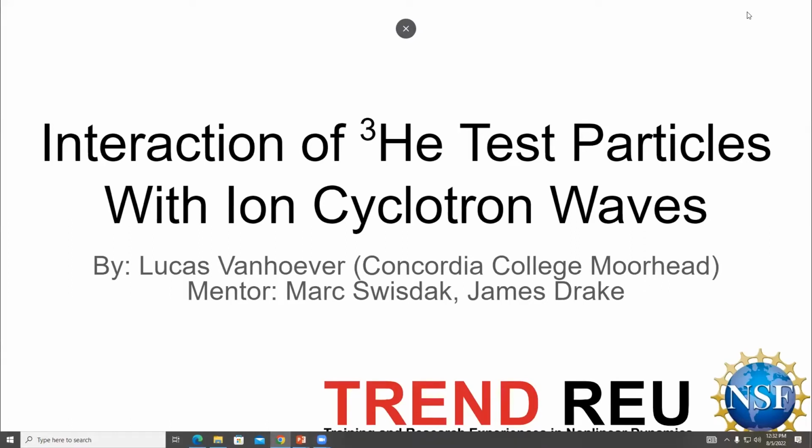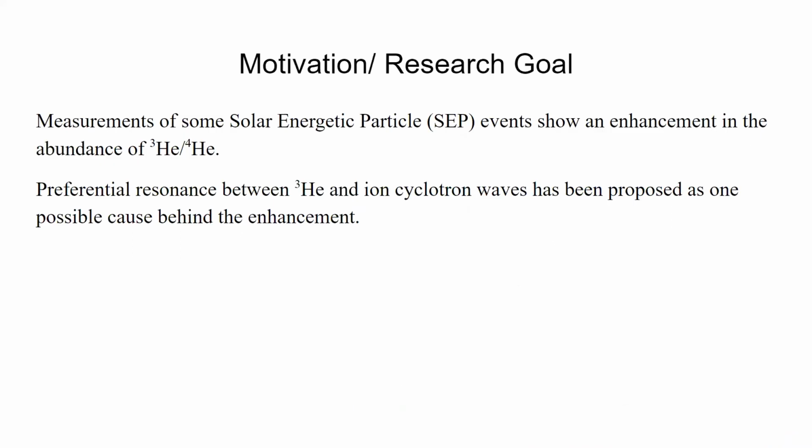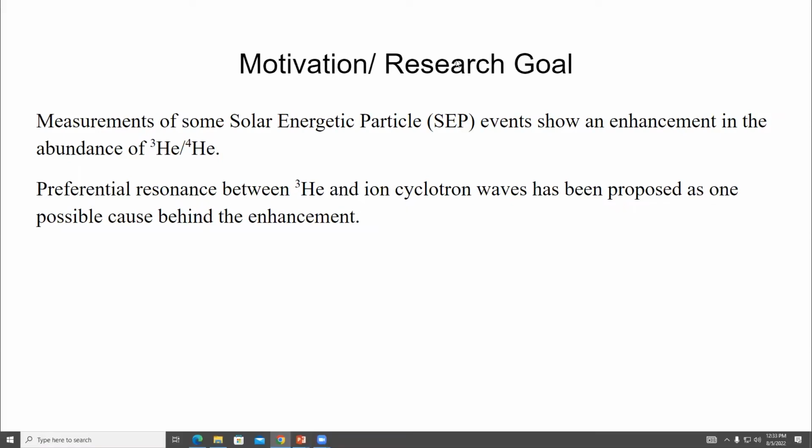Hi, my name is Lucas, and this summer I created a program which allowed us to observe the interactions of helium-3 test particles with ion cyclotron waves. Our motivation behind making this program was that under normal conditions, the ratio of helium-3 to helium-4 is around 1 to 10,000. However, it's been observed in certain solar energetic particle events, or SEP events, that the ratio of helium-3 to helium-4 can be enhanced to around 1 to 1.